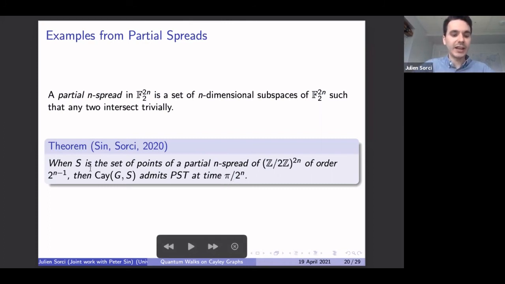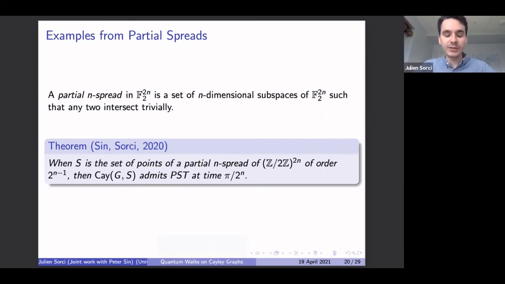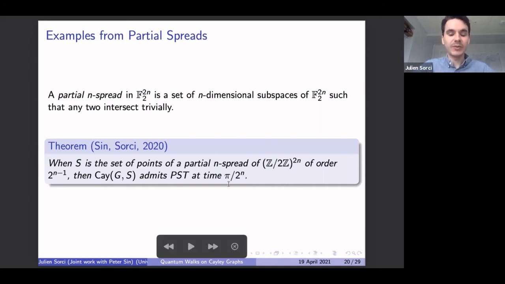Okay, and so here again, I'm thinking of S using that isomorphism, or that correspondence, that I mentioned earlier. I'm thinking of S as being a set of points in this vector space, and here it's the points of a partial spread. And so what this theorem is telling us is that if I'm okay with my group being large and my graph being large, then I can get arbitrarily fast perfect state transfer, since the n here corresponds to the order of the group.